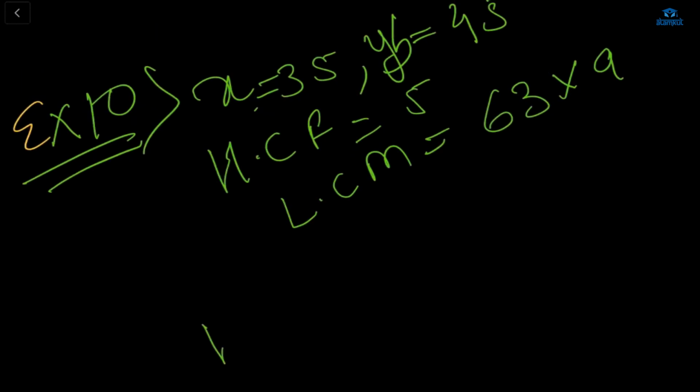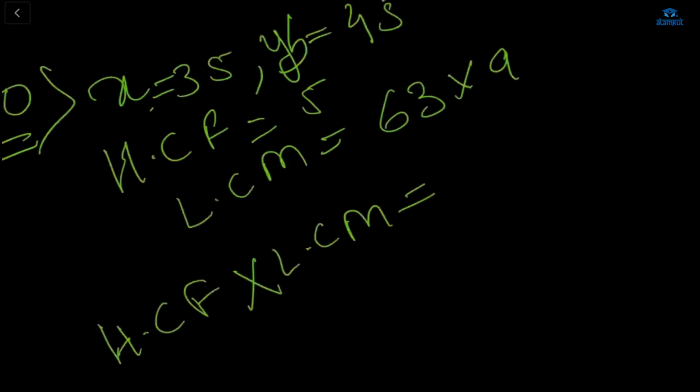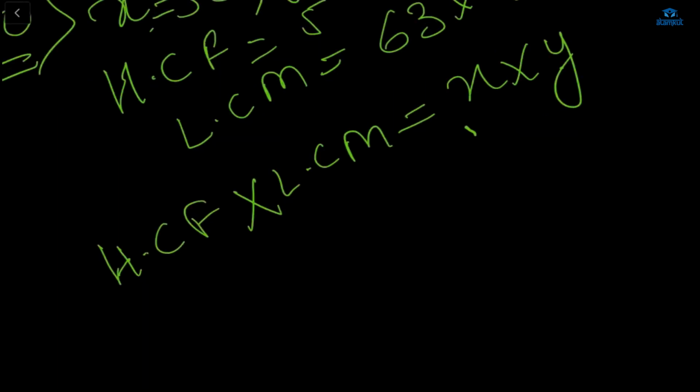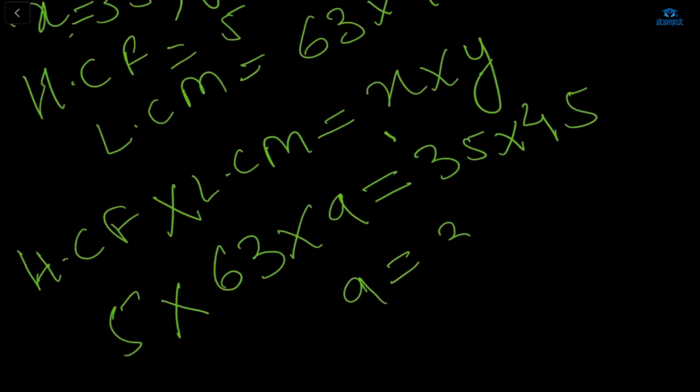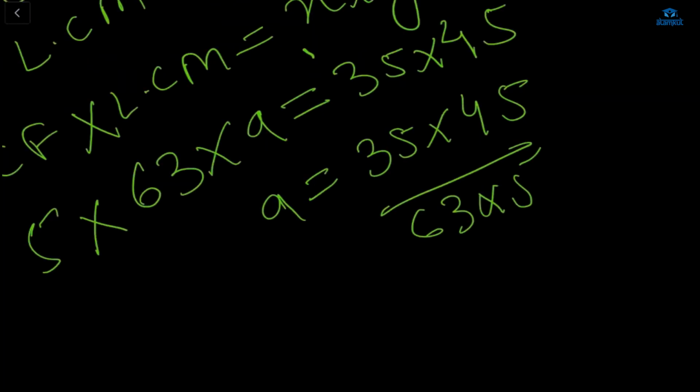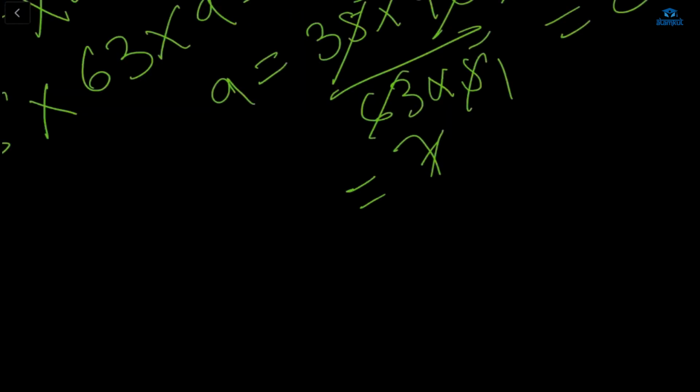Now what is the formula? HCF into LCM is equal to what? The product of the two numbers, X into Y. Am I right? You have to remember the main base formula. HCF multiplied by LCM is written as 5 multiplied by 63 multiplied by A, which is given in the question, and X into Y is 35 multiplied by 45. So A will be equal to 35 multiplied by 45 divided by 63 multiplied by 5. You can simply divide it and get the answer. The answer is 5, so A is equal to 5.